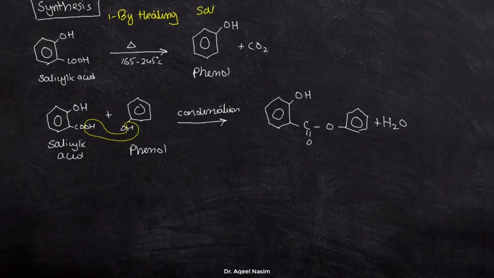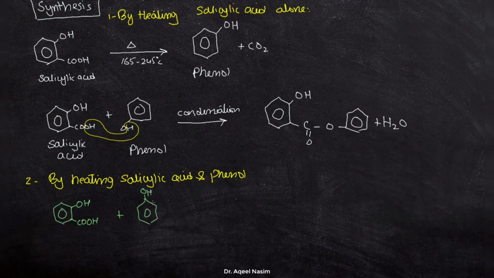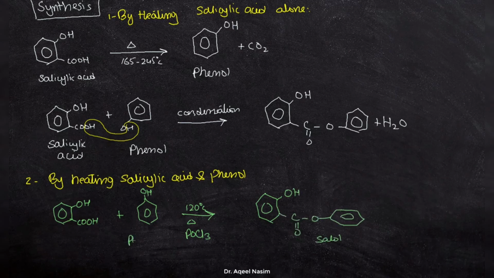This step is known as heating salicylic acid alone. Another mechanism for the synthesis of phenyl salicylate is by heating salicylic acid and phenol. The first one is salicylic acid alone. Now we are going to heat salicylic acid with phenol. So once again, the salicylic acid heated with the phenol in the presence of POCl3 forms salol.